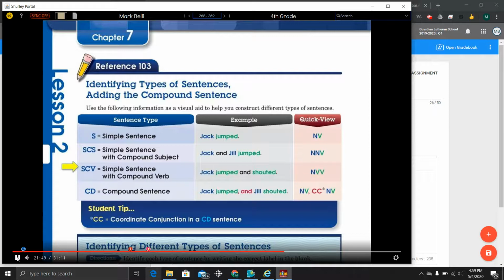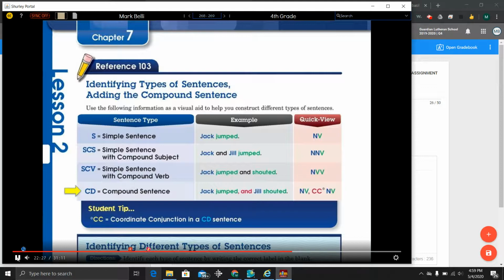The next sentence type is a simple sentence with compound verb. Its abbreviation is SCV. Let's read the example. Ready? Jack jumped and shouted. I hope you were able to recognize the color coding from the quick view in the example we just read. When you look closely at the example, you can see that the noun Jack is color-coded in blue, and the two verbs are color-coded in green. There are two verbs because the sentence type we are working with is a simple sentence with compound verb.